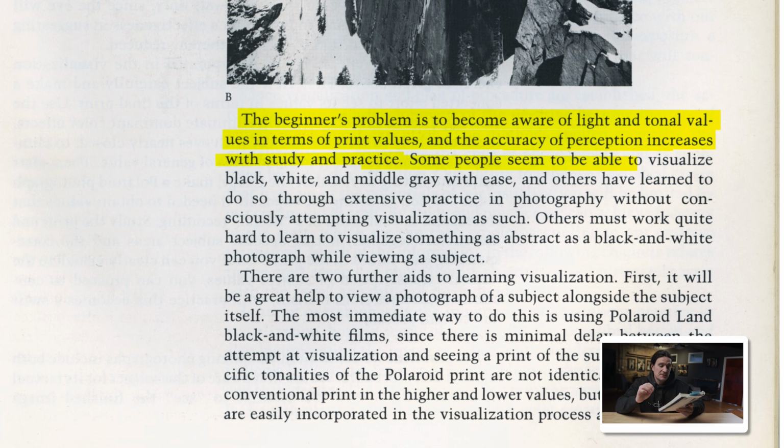Some people seem to be able to visualize black, white, and middle gray with ease, and others have learned to do so through extensive practice in photography without consciously attempting visualization as such. Others must work quite hard to learn to visualize something as abstract as a black and white photograph while viewing a subject. Unfortunately, I'm in the last category, and it's always been challenging to visualize how things are gonna look in black and white for me.